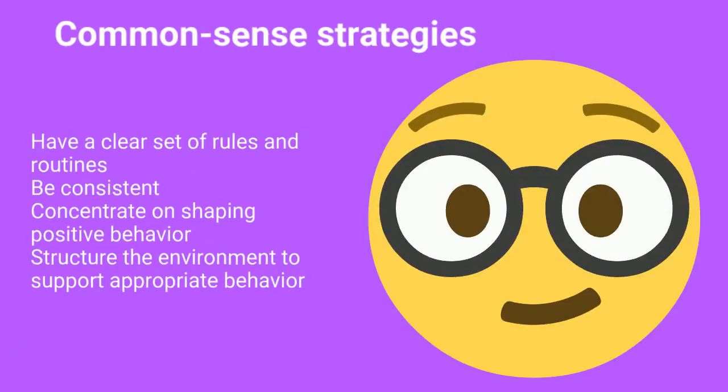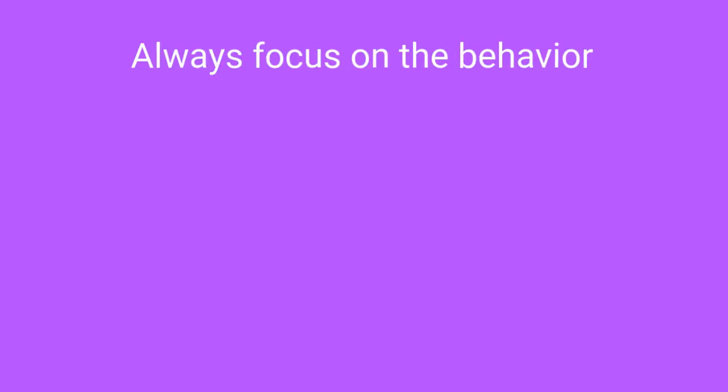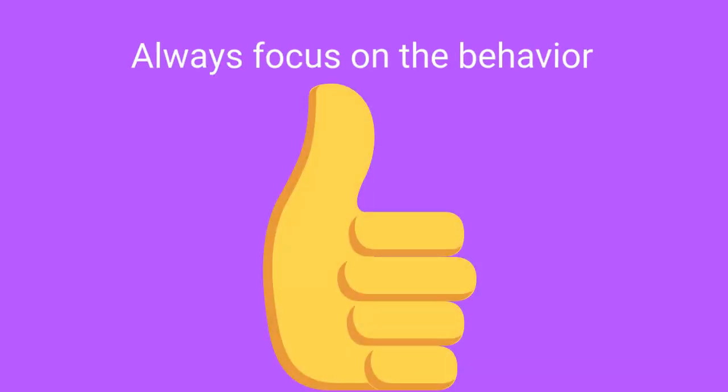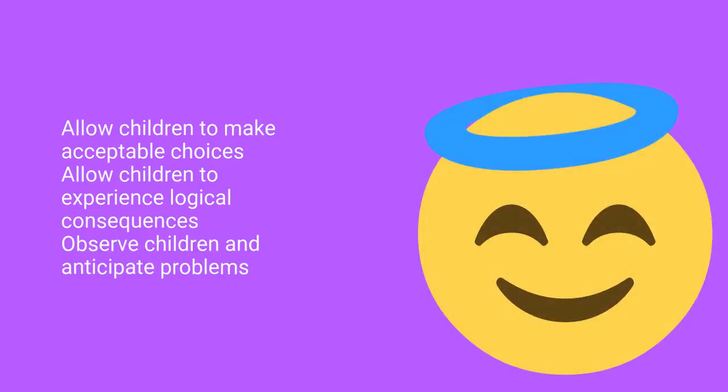Common sense strategies: have a clear set of rules and routines, be consistent, concentrate on shaping positive behavior, structure the environment to support appropriate behaviors. Always focus on behavior. Do not be overly controlling. Allow children to make acceptable choices. Allow children to experience logical consequences and observe children and anticipate problems.